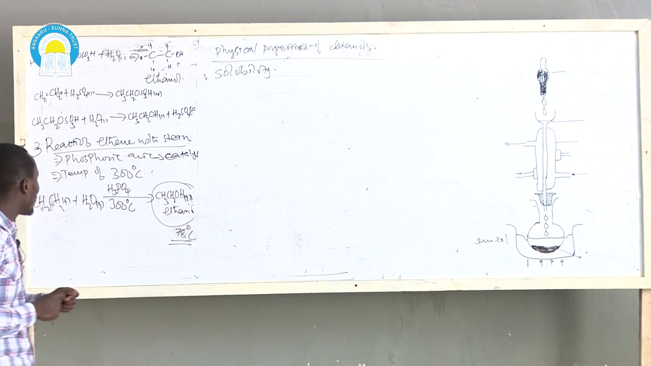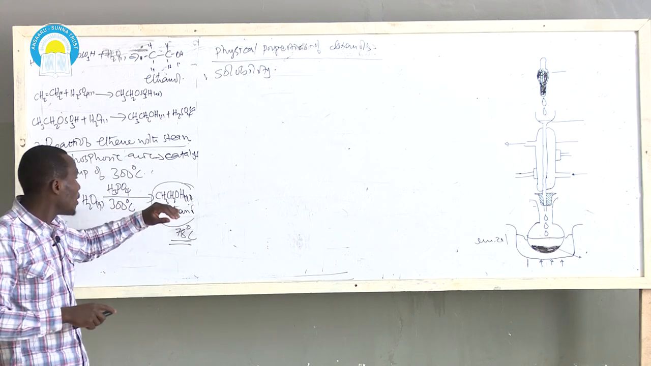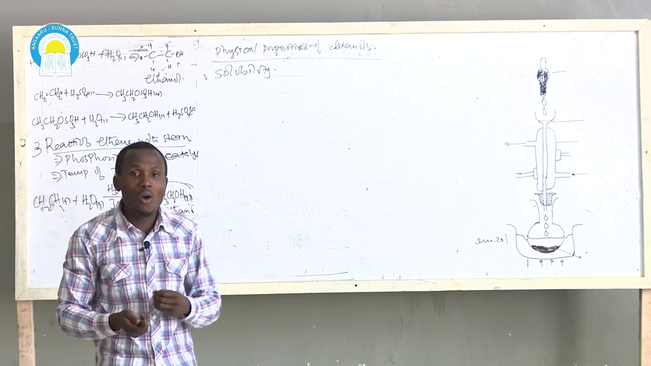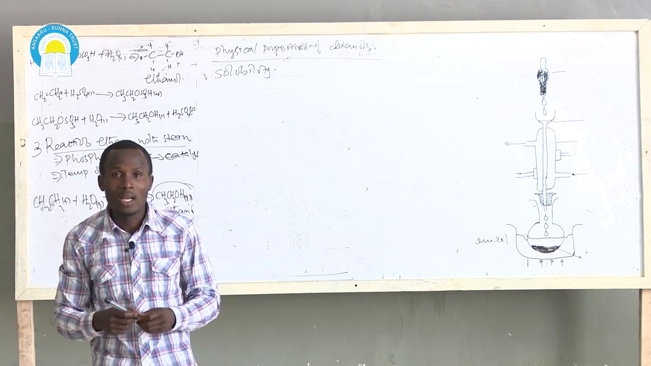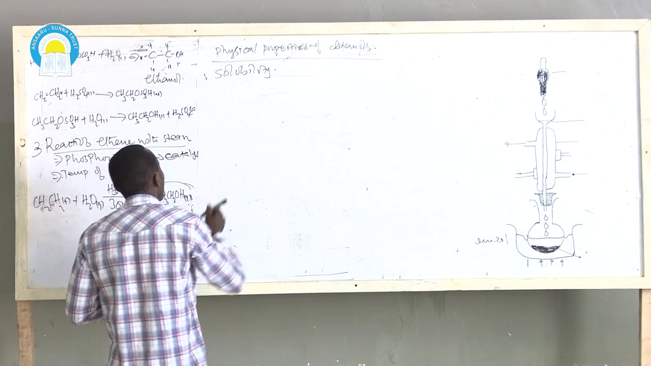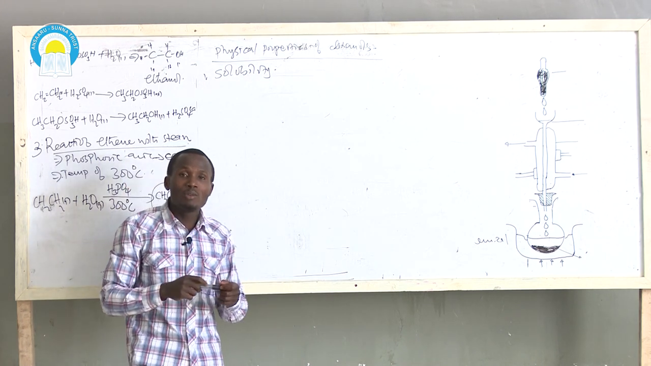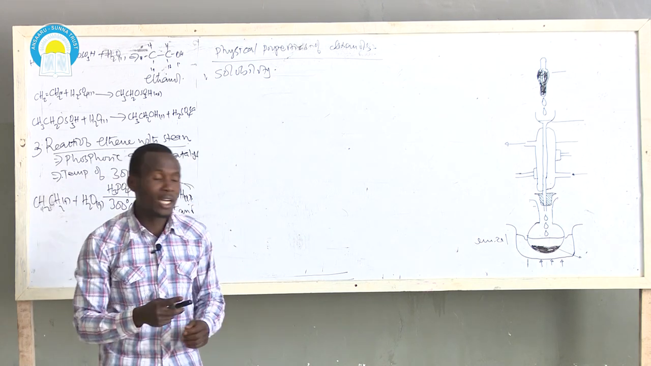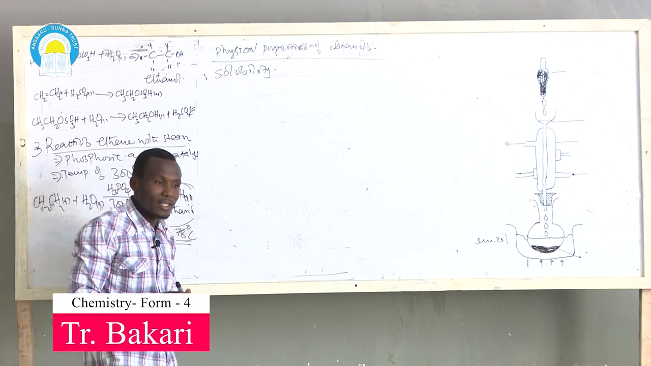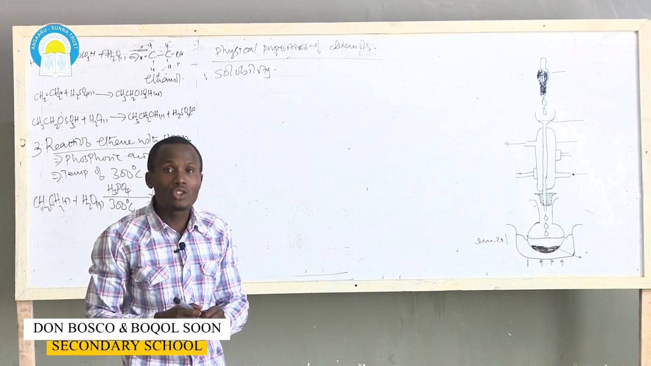Alkanols are soluble in water. They are soluble in water since they are bipolar, meaning that they are going to form a hydrogen bonding with the water molecules. So that's what makes alkanols to be soluble in water. But how do their solubilities compare? The solubility of alkanols normally decreases as the molecular mass increases. So as the molecular mass of alkanols increases, their solubility is also decreasing.